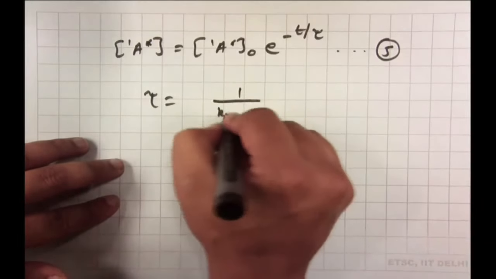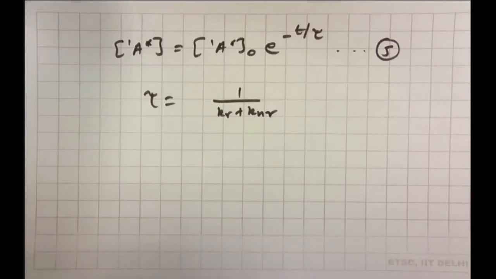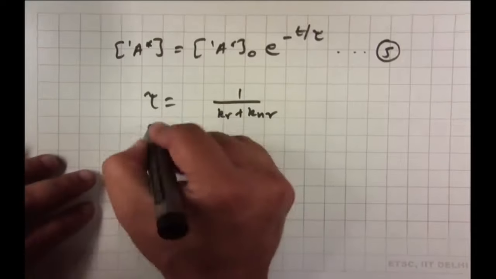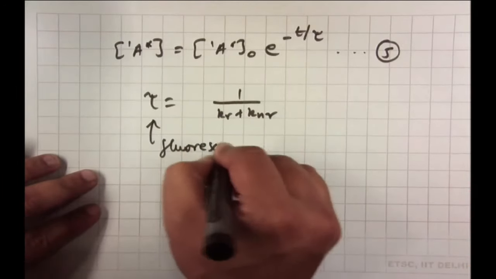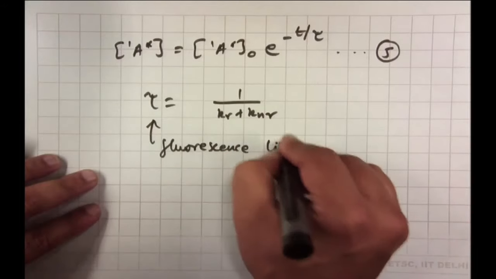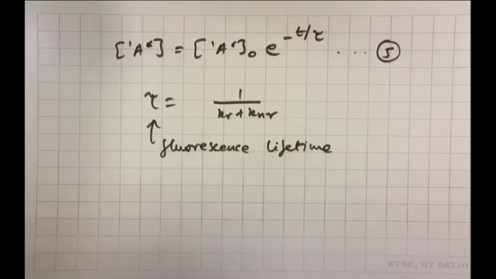1 by k r plus k n r. Remember, when we did laser induced temperature jump, it was what? K 1 plus k minus 1, right. Here it is k r plus k n r. Okay. So, this tau, which is the fluorescent lifetime, so this is referred to as your fluorescence lifetime. It depends upon two things.